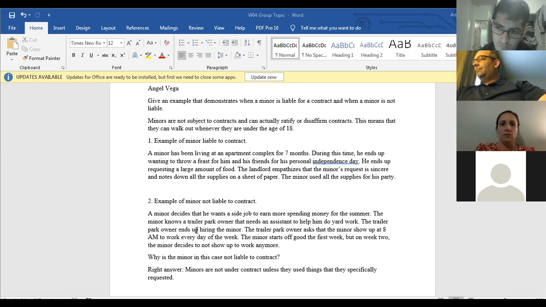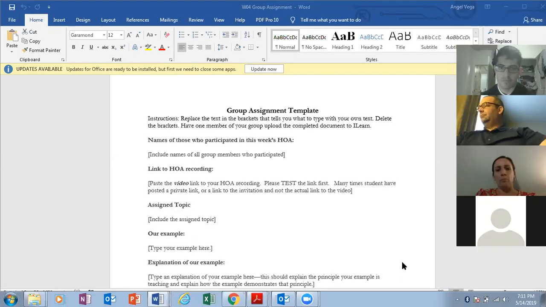I guess I'll do mine now. For my example of a minor liable on a contract, a student was able to graduate high school early and goes to college at the age of 17. They sign a rental agreement, and this is considered a necessity for life and cannot be voided by the minor without breach of contract.